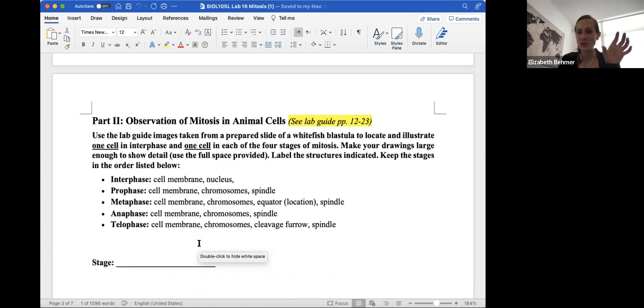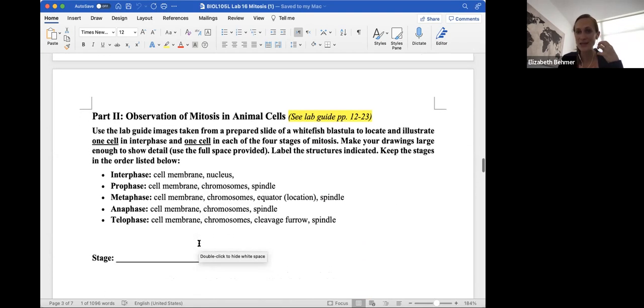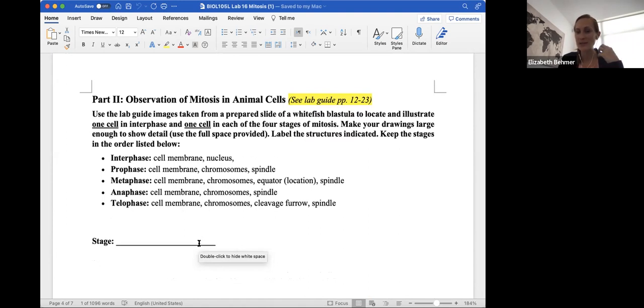Then you'll observe mitosis in an animal cell slide that we provide for you. Use the lab guide images to locate and illustrate one cell in interphase, and then one cell each in the 4 stages of mitosis. Keep the stages listed in order, so draw an interphase cell first, a prophase cell, a metaphase cell, anaphase, and telophase.